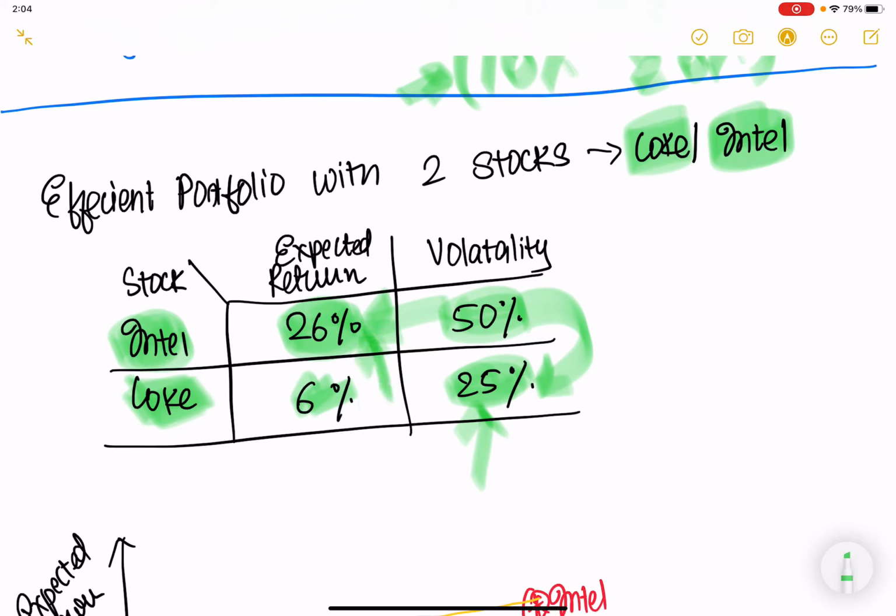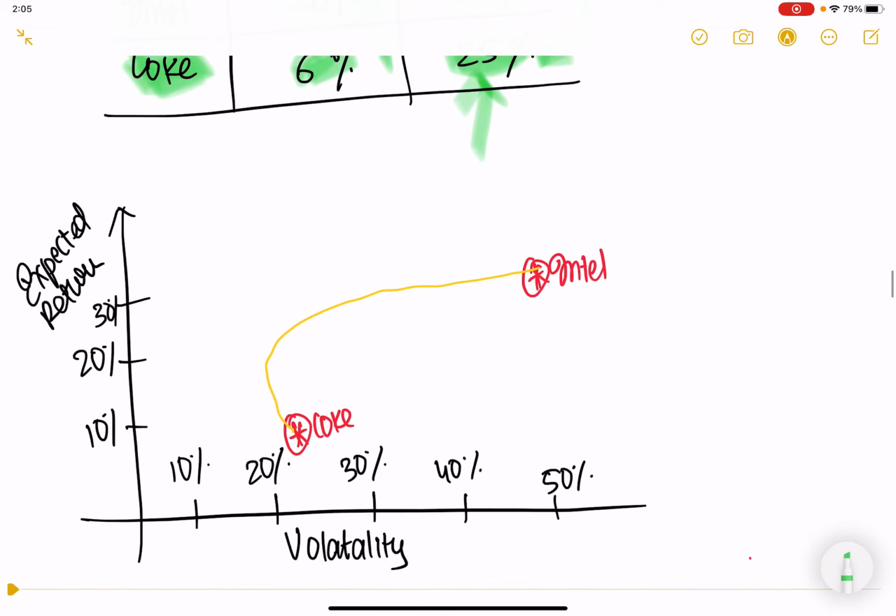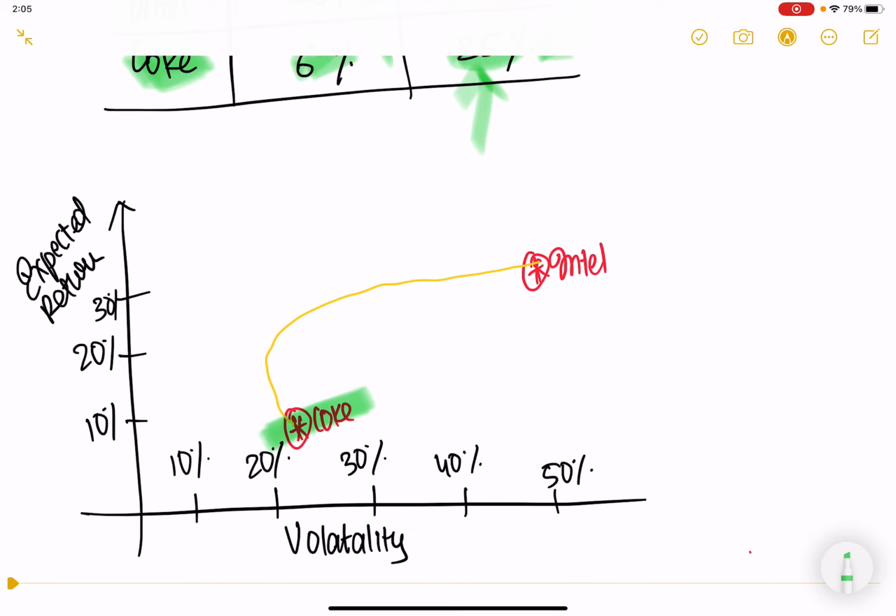Given your return and risk, how do you get the best return for a given unit of risk that you take on? For that, let's plot what it looks like. If you go 100% on Coke, you get this.